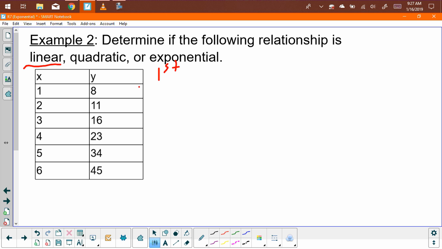From 11 to 8, okay, how much does that go up? That goes up 3, right? That's plus 3. To go from 11 to 16, I would be adding 5. To go from 16 to 23, that's 7 more. 23 to 34, that's 9 more. And 34 to 45 is 11 more.